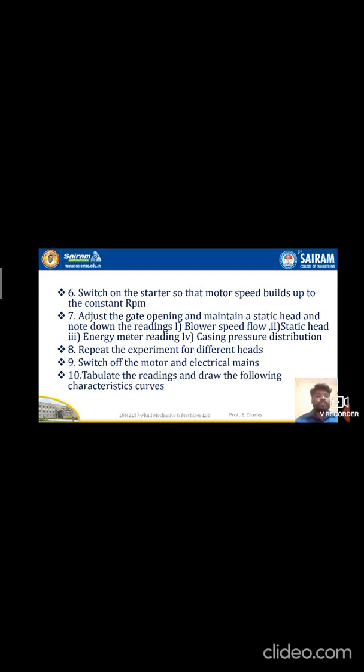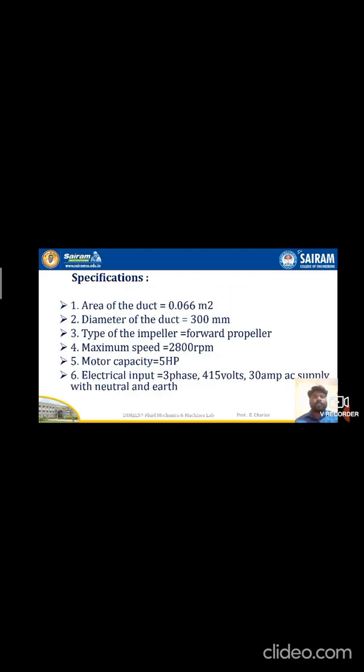The readings you need to take are blower speed, flow, static head, the energy meter reading, and casing pressure distribution. So these are the 4 different readings you need to note down, and repeat the experiment for different heads. Then switch off the motor and electric mains, tabulate the readings and draw the following characteristic curves. The specifications are the area of the duct, 0.066 square meter, the diameter of the duct, type of impeller, maximum speed, motor capacity, and electrical input. These are the specifications we need to use for our calculations.